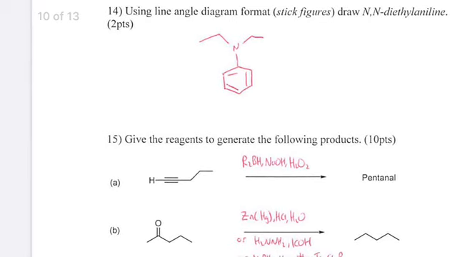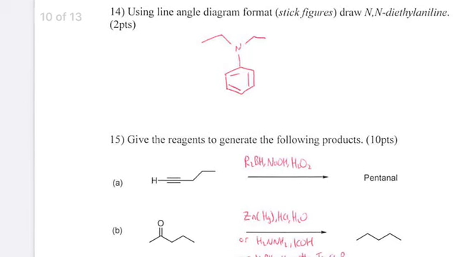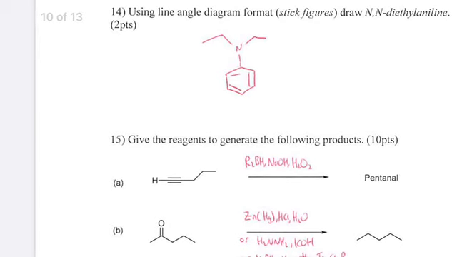Question 15 is give the reagents to generate the following products. So the key to these questions is functional group interconversion. You look at your start material, you look at your product. What is that functional group interconversion? Identify that, then find it in your summary chart, and that will tell you the reagent.